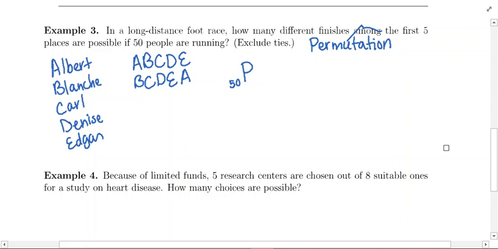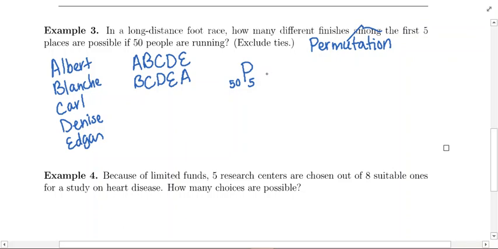Remember, these were not all your runners, Albert, Blanche, Carl, Denise, and Edgar. I just made up a group of people for the top 5 finishers. You have 50 total people in your set running, and we're trying to figure out how many different first 5 place finishes are possible. So we're going to put them in groups of 5, arranging these 50 people in the different first, second, third, fourth, and fifth places. So this would be a permutation of 50 people taken 5 at a time.